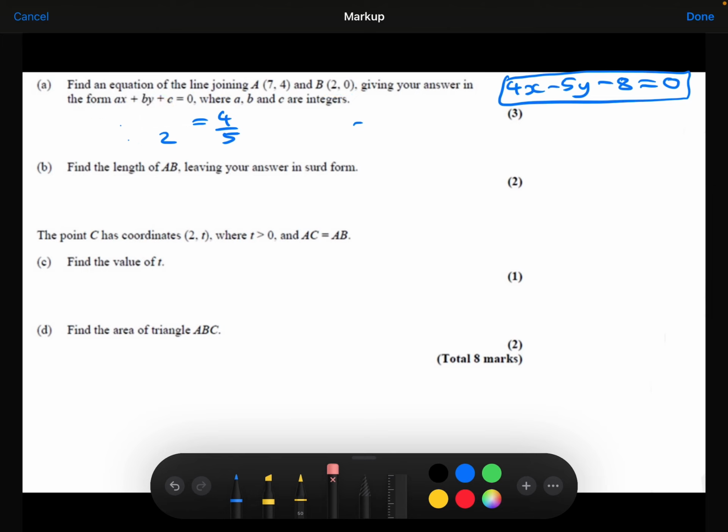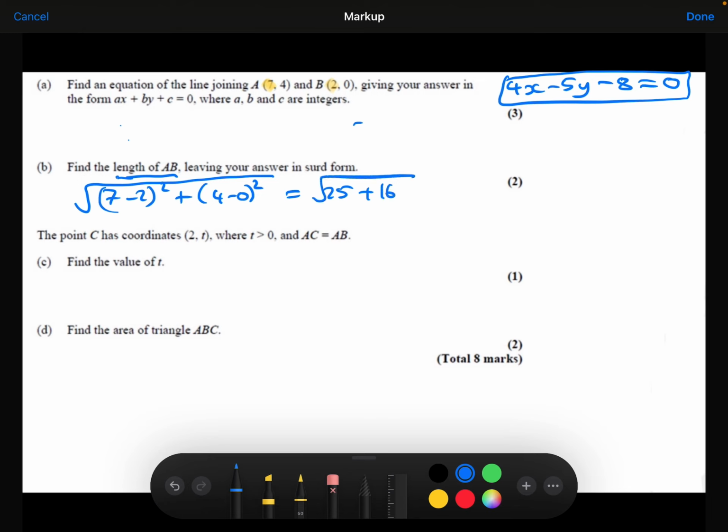Right, part B of the question says, find the length of AB, giving your answer in surd form. So for the length, we want to use the distance formula, where we're going to do the change in the x coordinates squared, plus the change in the y coordinates squared, all square rooted. So 7 minus 2 is 5, 5 squared is 25, plus 4 squared is 16, all square rooted. And we get root 41, which is in surd form, and that can't be simplified, so that's our answer.